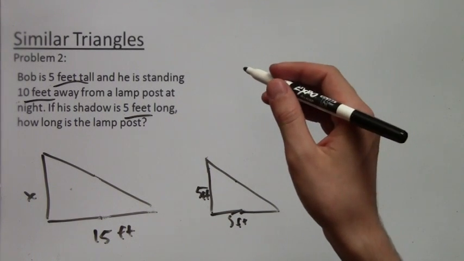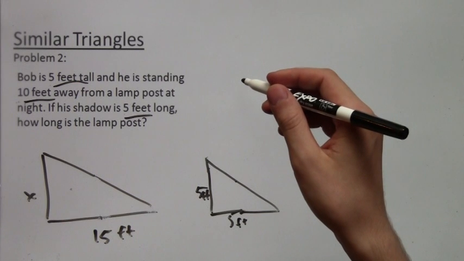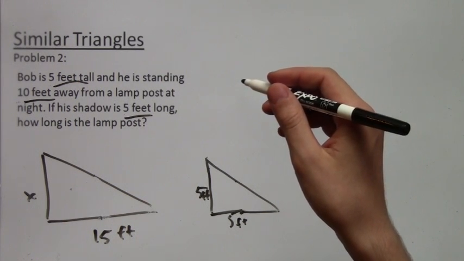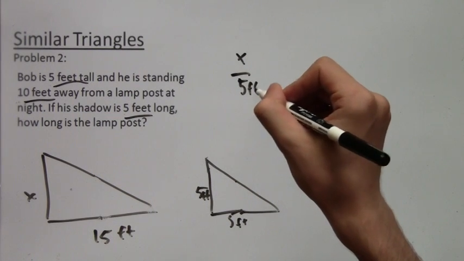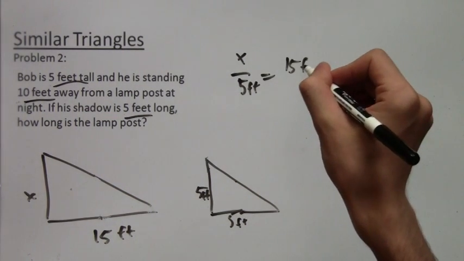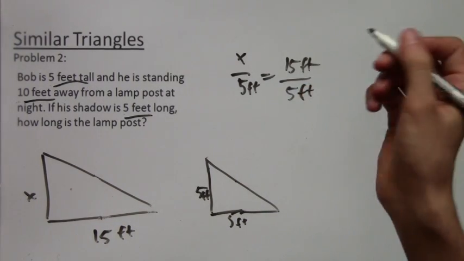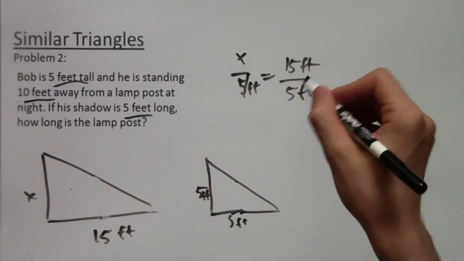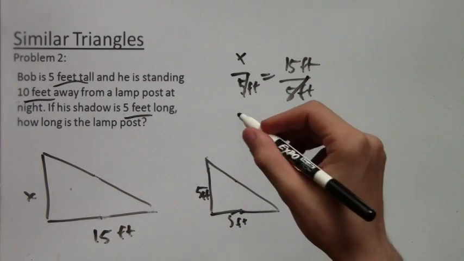Since these triangles are similar, the ratios of the corresponding sides are equal. So we can write this as a formula: x over the corresponding 5 feet equals 15 feet over the corresponding 5 feet. We just multiply by 5 feet on both sides, and it simplifies really nicely. We get x equals 15 feet.